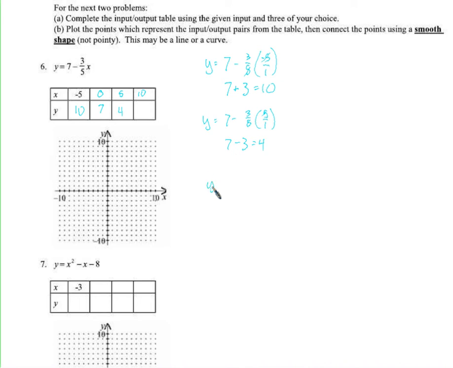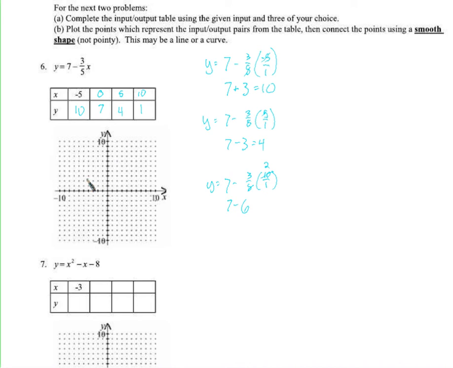10. Y equals 7 minus 3 fifths times 10 over 1. It doesn't just cancel 10, it leaves a factor of 2 here. So now I get 7 minus 6. I bet if I put in 15, I'd get 7 minus 9. But 7 minus 6 is 1, so I'll plot all these points.